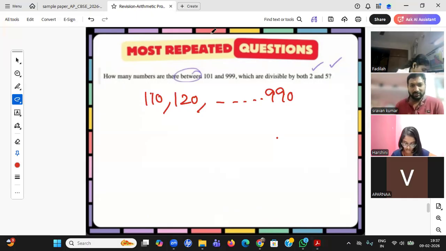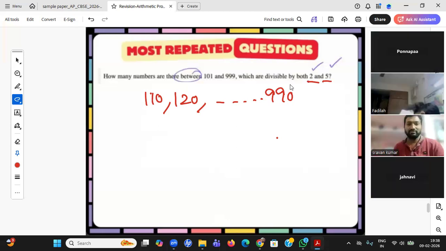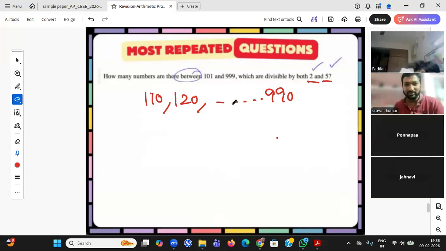But I said the same thing. No, that's not the right way, student. You said end with 0. You should say, sir, the LCM of 2 and 5 is 10. That's the reason. But the better way is to write like this. You should not say end with 0. You should say, sir, the number which is divisible by 2 and 5 means the number should be divisible by 10. Yes, Ponnappa. Sir, I didn't understand.